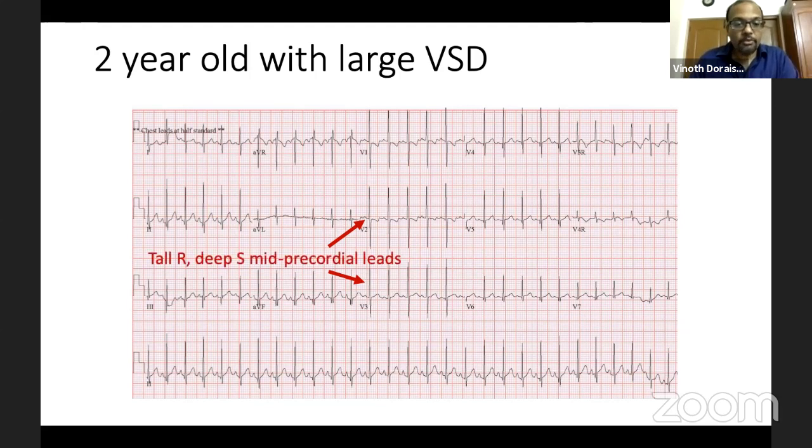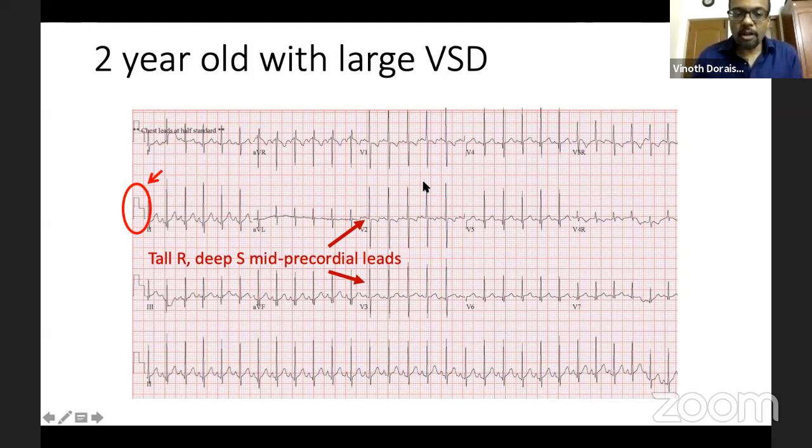But always pay attention to the standardization. The second half of the standardization box is showing 5 millimeters, which means that the chest leads are only half standardized. So if you put them in full standardization, then definitely the tall R and the deep S waves will come to 60 millimeters. So now the Katz-Wachtel phenomenon is satisfied. So this is a 2-year-old child with a large VSD and biventricular hypertrophy.